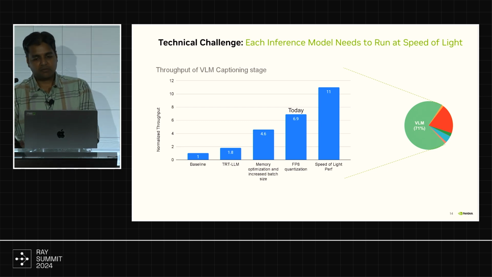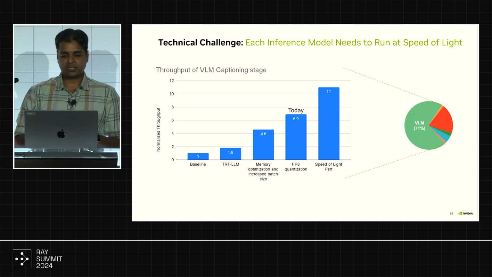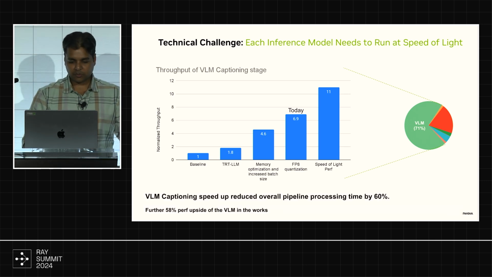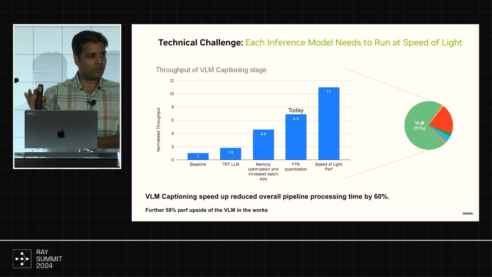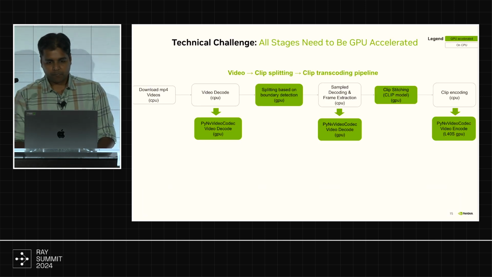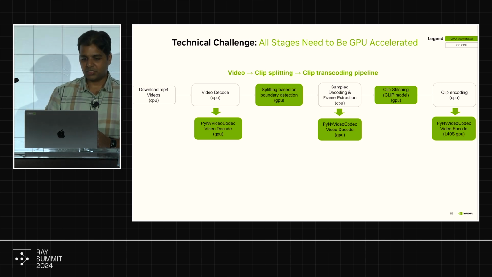We've also done speed of light performance estimations. Speed of light is an NVIDIA term we use to understand, unconstrained, what the speed of a particular piece of software should be on a particular hardware. And it's about 11x. So we know the gaps from today all the way to what it takes to get to speed of light, and we are working on that. Next, so that was one model. So we take each model and accelerate it on the GPU.